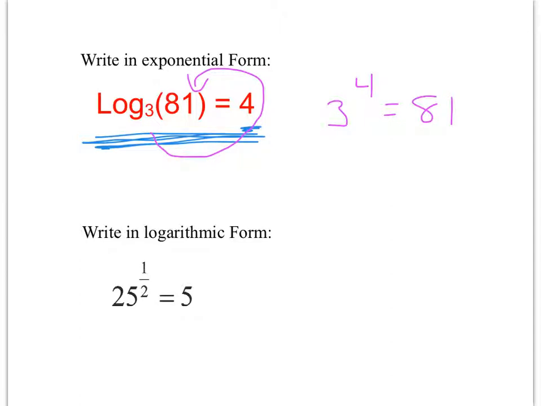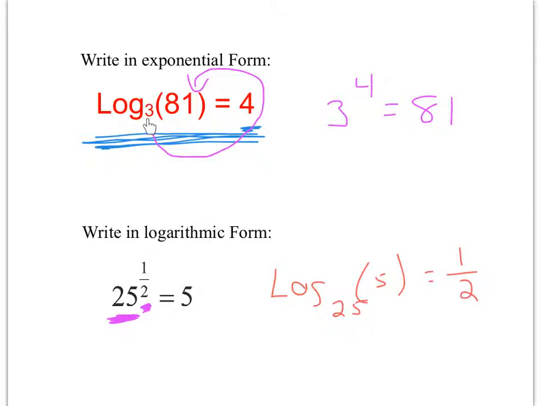To write a logarithm in exponential form, remember, we're going to flip-flop. So in other words, the logarithm itself is going to equal the exponent. The base is still the same. So we're going to write this as log base 25 of 5 is equal to 1/2. Because if we look now, let me get my pointer. 25 to the 1/2 power is equal to 5.